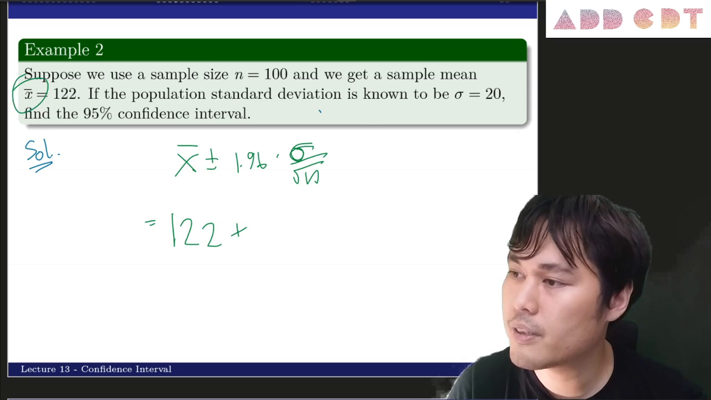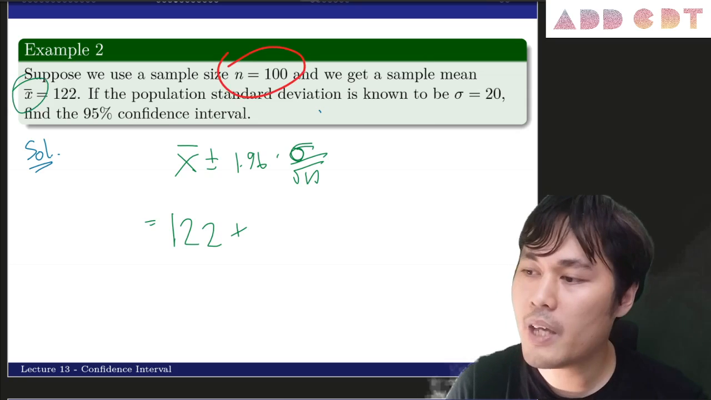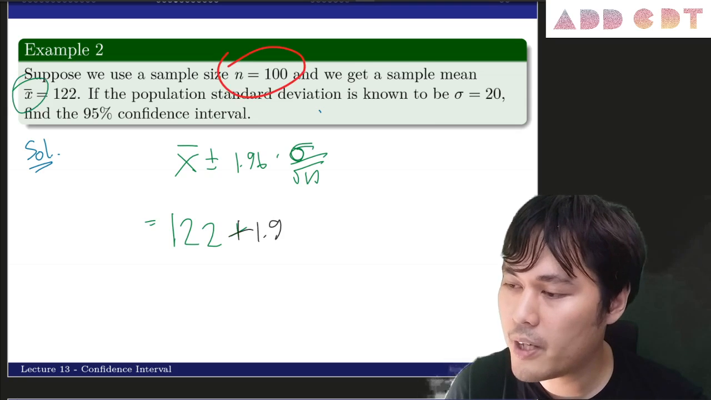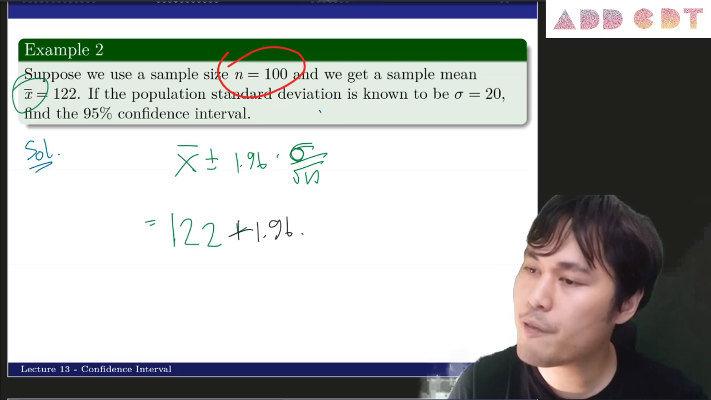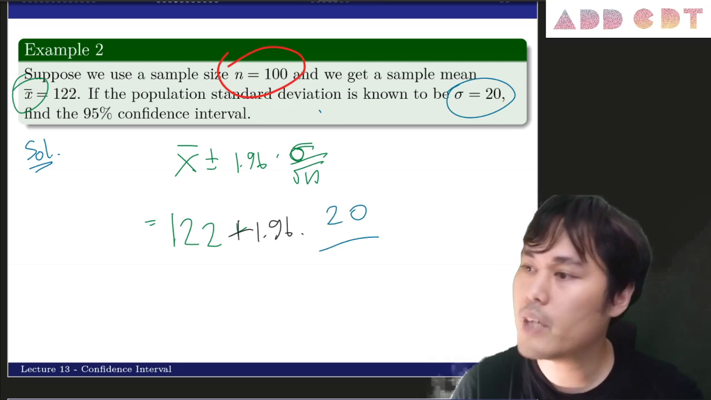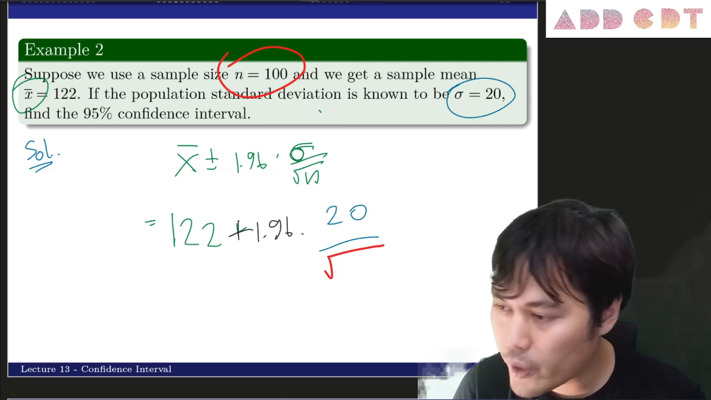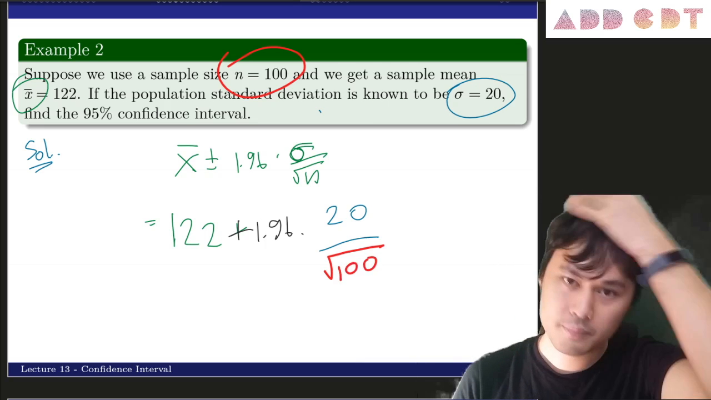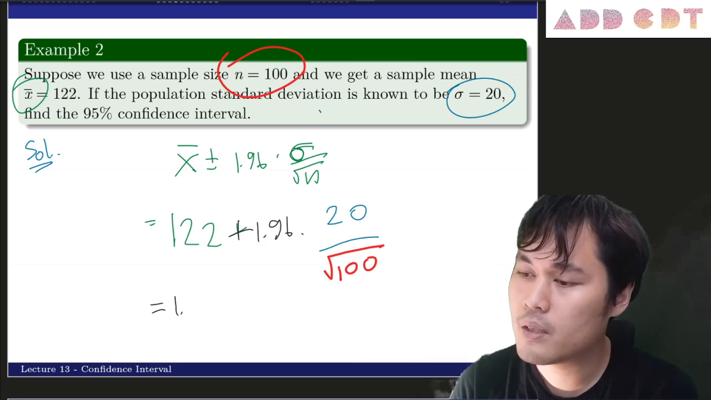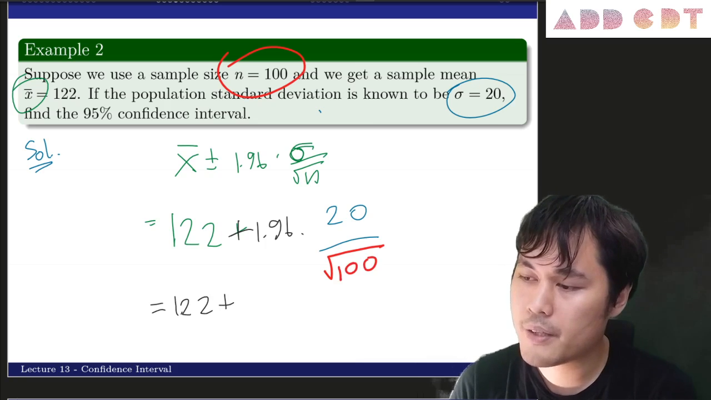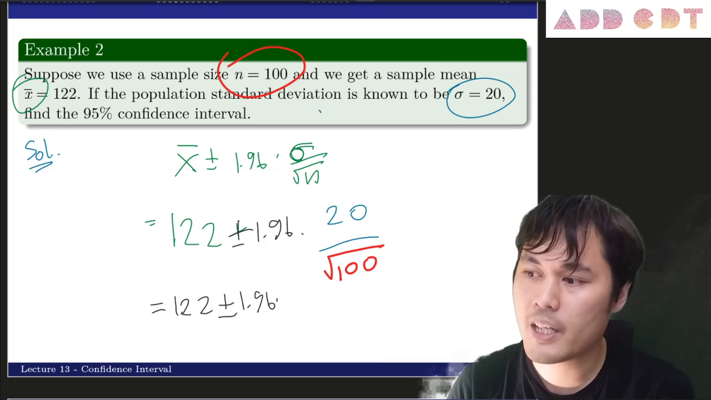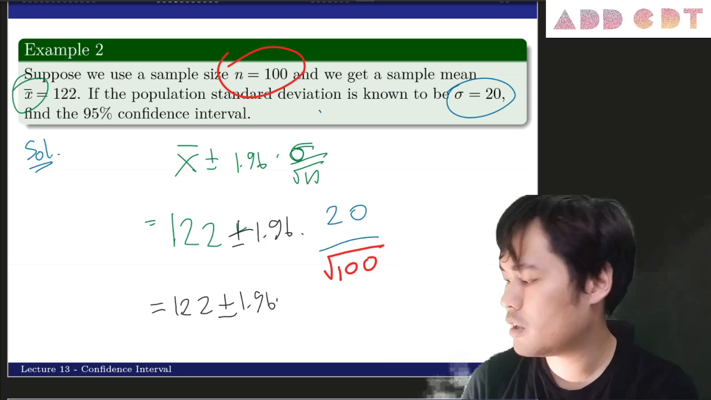Let's use colors because I can. We have 1.96, that's a constant. We have sigma to be 20, so that's 20. We have n to be 100, so that's square root of 100. Now we have all the numbers, which means we can simplify. We have 122 plus or minus 1.96 times 20 divided by square root of 100.